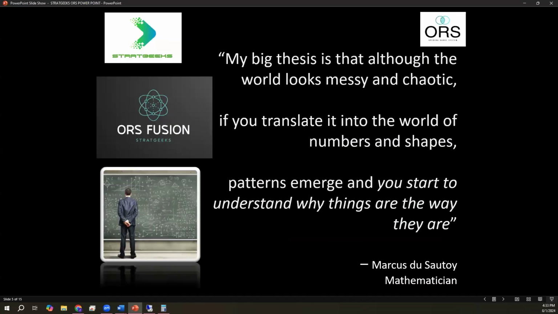So my big thesis is that though the world of trading looks messy and chaotic, especially when you're first starting out, if you translate it into the world of numbers and shapes, patterns do eventually emerge and you start to understand why things are the way they are. So let's pull up a chart just to get started here, because this is educational after all.